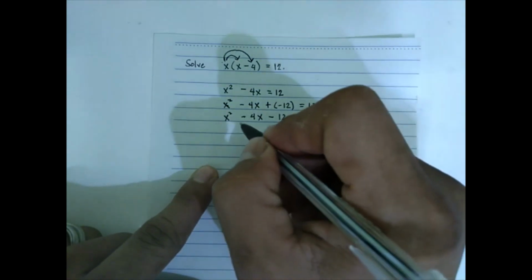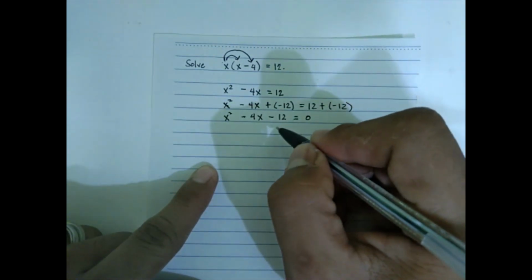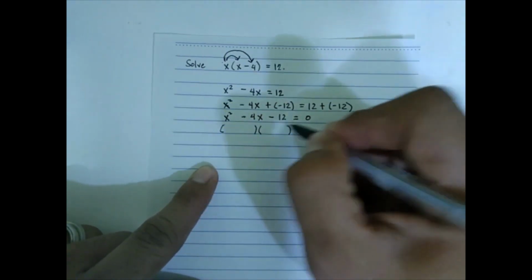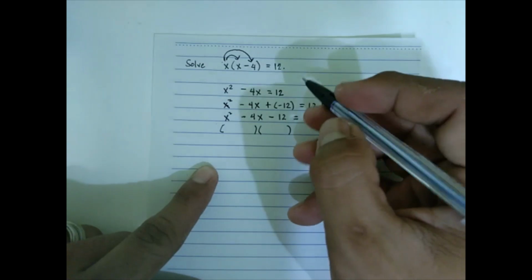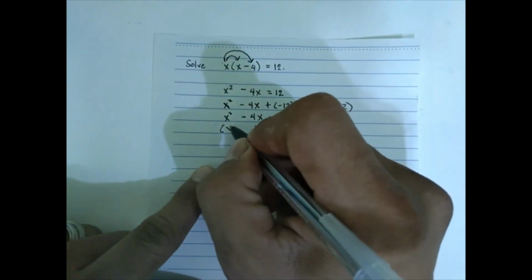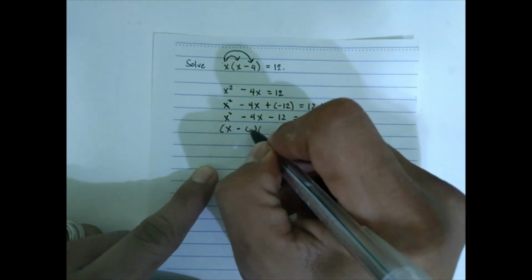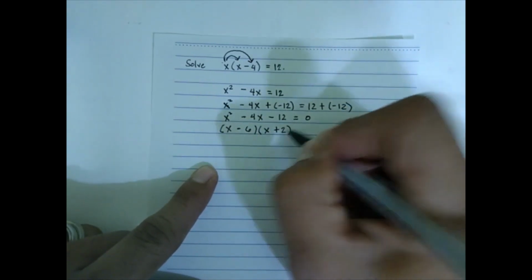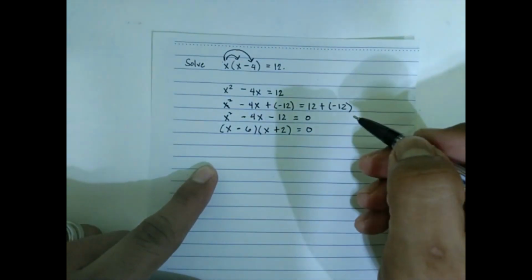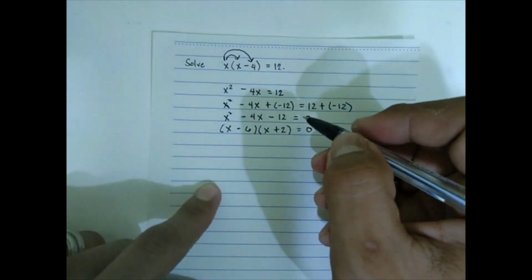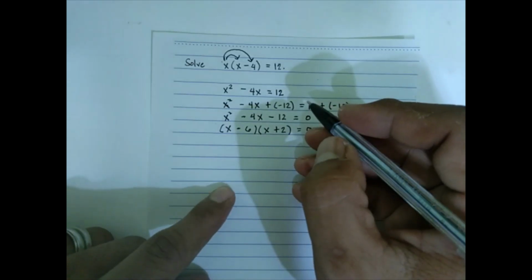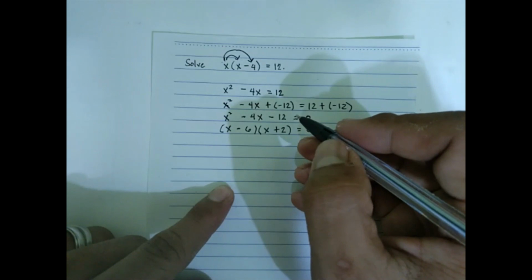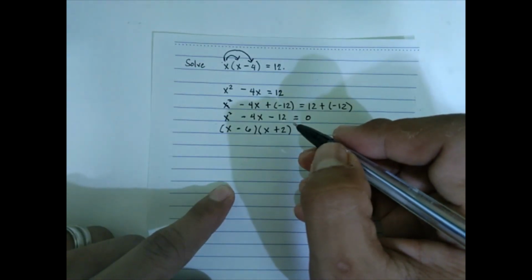So, ano ba yung mga factors nung trinomial? So, we have the factors of x squared minus 4x minus 12 is x minus 6 and x plus 2 is equal to 0. After natin ma-factor, gamitin natin yung zero product property, which is if a times b is equal to 0, then a is equal to 0 and b is equal to 0.